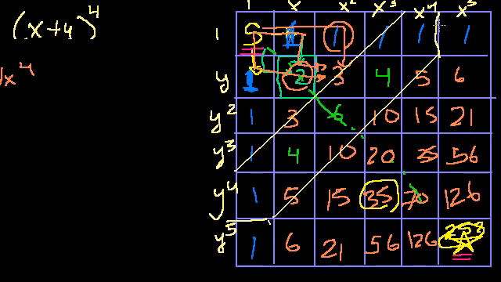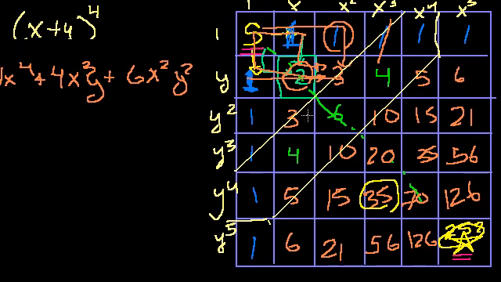1x to the fourth times 1, which is just 1x to the fourth, plus 4x to the third times y, right? That's just this one right there. Then you say plus 6x squared y squared. And then we're at plus 4x y to the third. And then finally, plus 1 y to the fourth times just a 1, or an x.